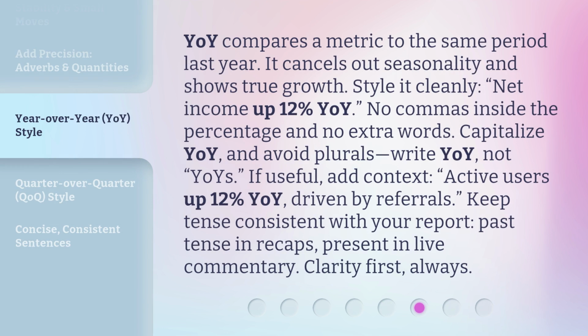YoY compares a metric to the same period last year. It cancels out seasonality and shows true growth. Style it cleanly. Net income up 12% YoY. No commas inside the percentage and no extra words. Capitalize YoY and avoid plurals.